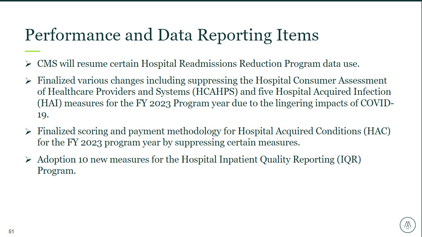With regard to the hospital value-based purchasing program, CMS did finalize the suppression of consumer assessment and health provider system data that it had previously, also for the same reason. In terms of the hospital-acquired condition program, CMS continues to suppress certain measures from that calculation to not negatively impact hospitals from the scoring that takes place under that. And then under the quality program, CMS is adopting 10 new measures to be included there.